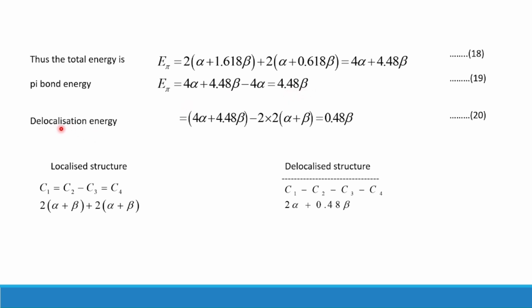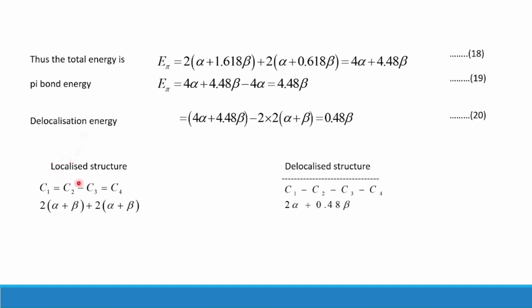Now how can we calculate the delocalization energy? The total energy is 4 alpha plus 4.48 beta, and minus, supposing the 2 electrons were localized in double bonds, 2 into 2 into (alpha plus beta) energy would be there. If we deduct this energy from the total energy, we get 0.48 beta. So this 0.48 beta clearly indicates that it is the delocalization energy.